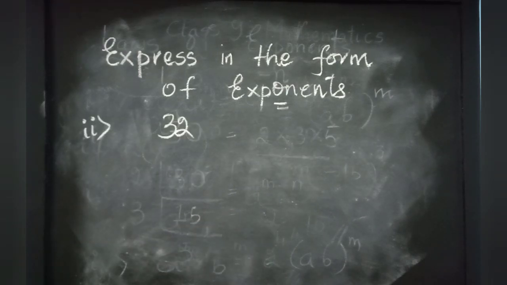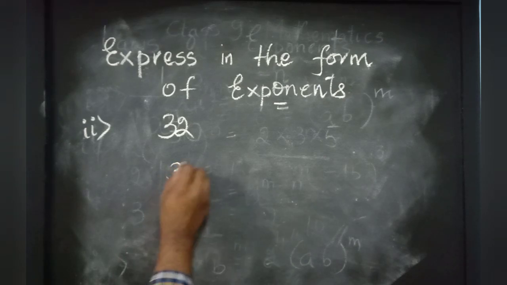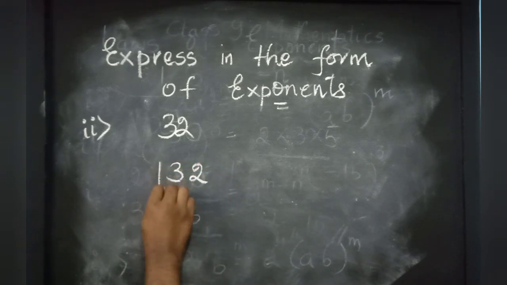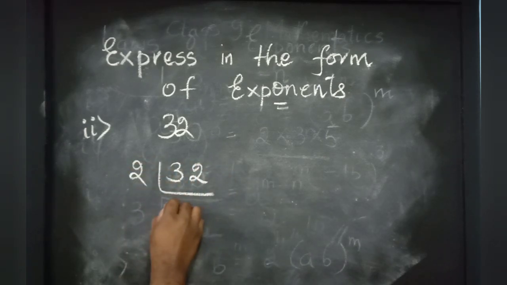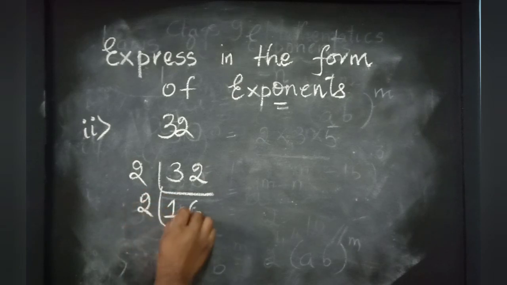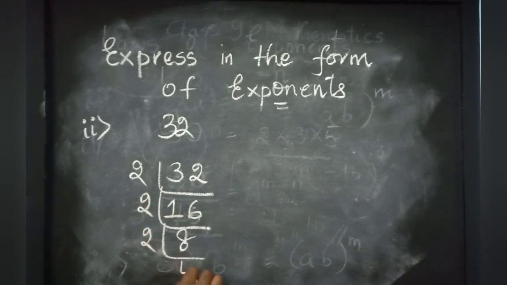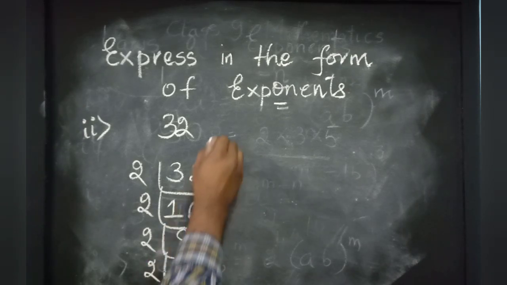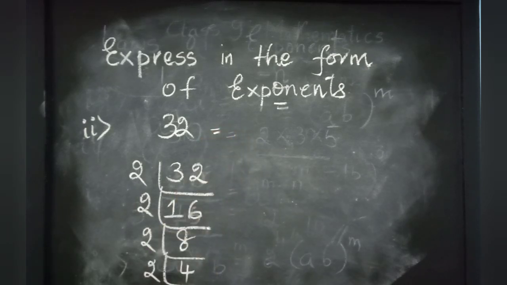Second question, 32. Now start with the number 2. 2 1s are 2, then 2 6s are 12. Now 2 8s are 16. Again 2 4s are 8. 2 2s are 4. Now I can write 32 as 2 into 2 into 2 into 2 into 2.